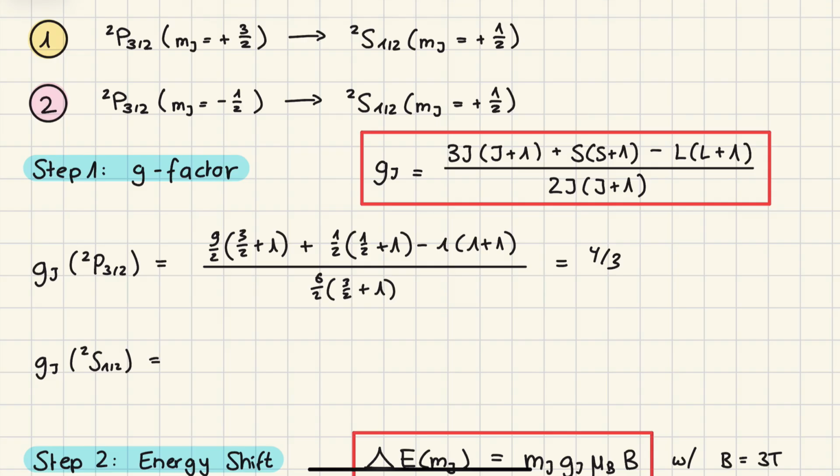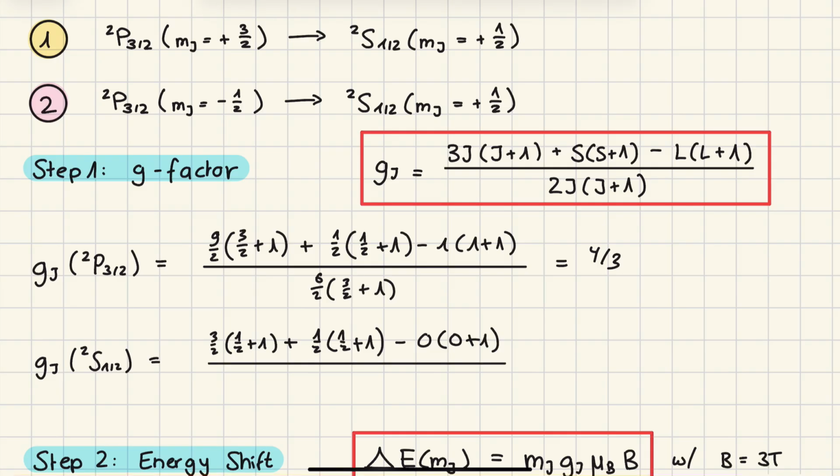The term symbol of our end state is double S 1/2, which means we have an angular momentum L of 0, a total angular momentum J of 1/2, and a spin of 1/2. Plugging those into the formula, we get 3/2 times 1/2 plus 1 plus 1/2 times 1/2 plus 1 minus 0 times 0 plus 1, which is a bit redundant obviously. And in the denominator we get 2 times 1/2 times 1/2 plus 1. Simplifying this, we get a G factor of 2.